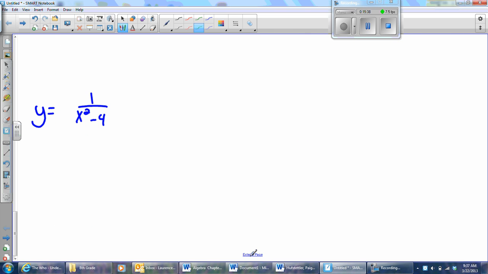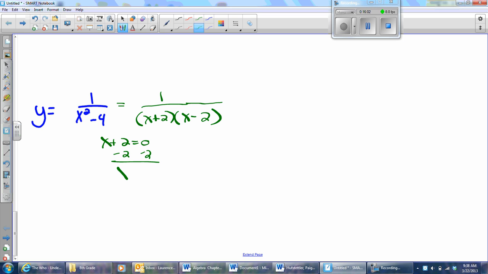We're just going to state the restrictions. Now, this looks like something that can be factored, right? Go ahead and factor it. It's going to be the same as 1 over x plus 2 times the quantity of n over x minus 2. So this problem is going to have two restrictions. x plus 2 equals 0, subtract 2. x equals negative 2 is a restriction. And then when I solve this one, I'm going to get x equals 2.